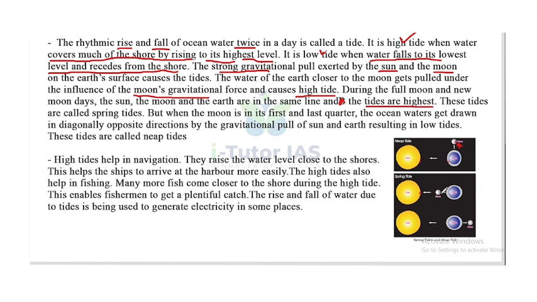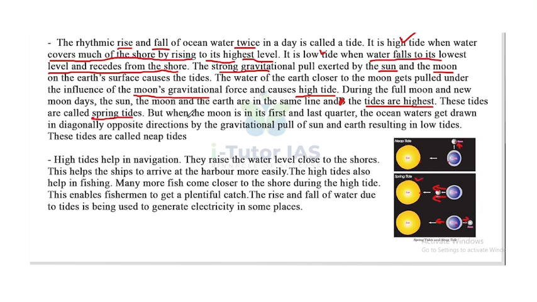Because the moon and sun equally pull with their gravitational force, the water came to this area. These tides are called spring tides. Here again, the sun, earth, moon are in a straight line. So the sun pulls to this side and the moon pulls to this side. So that's why it is the spring tide.